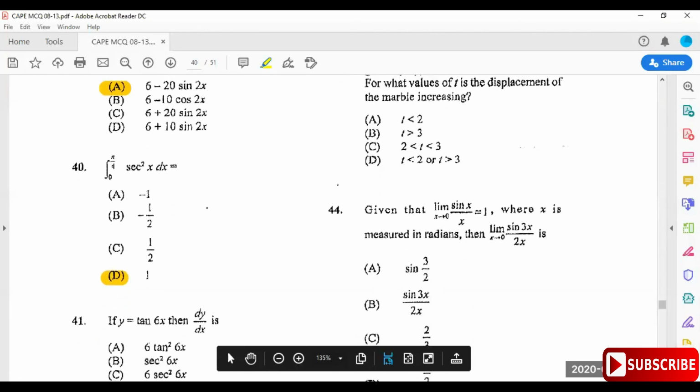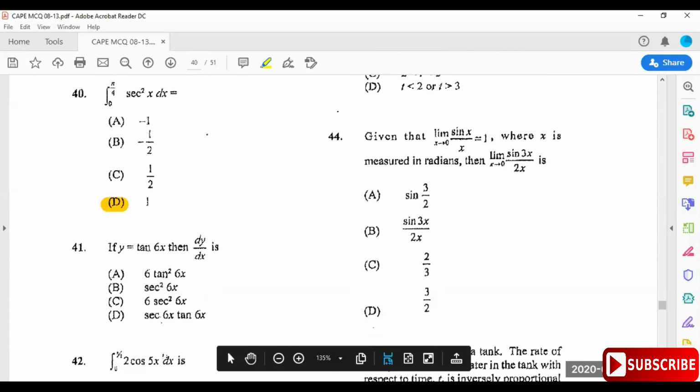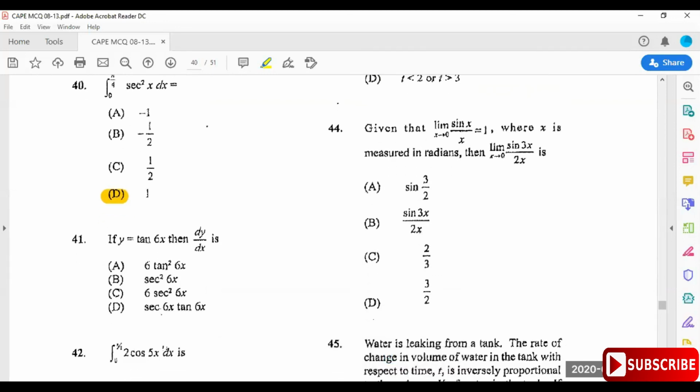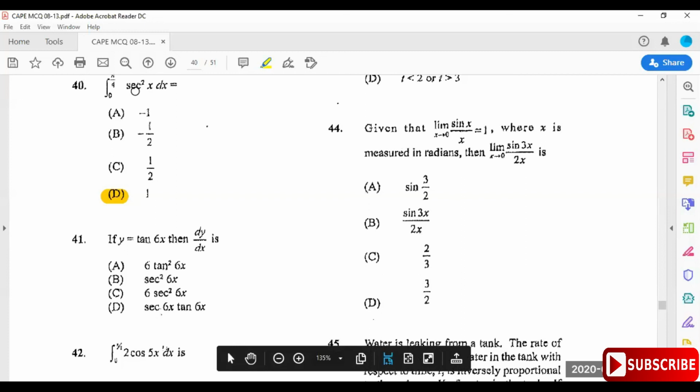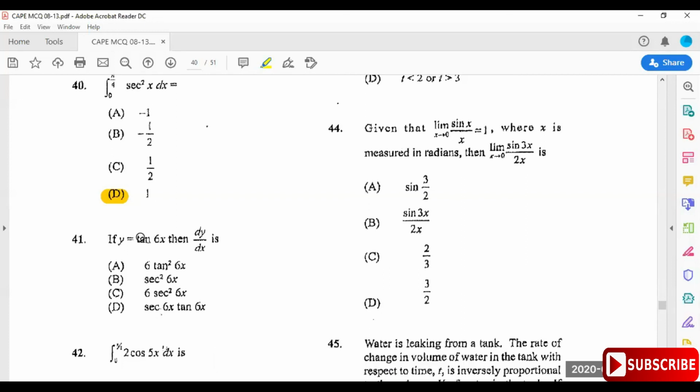Now, question 41. Look how nice this is. They just tell you that when you integrate sec squared, you get tan. So when you differentiate tan, you must get back sec squared. See how nice they are?